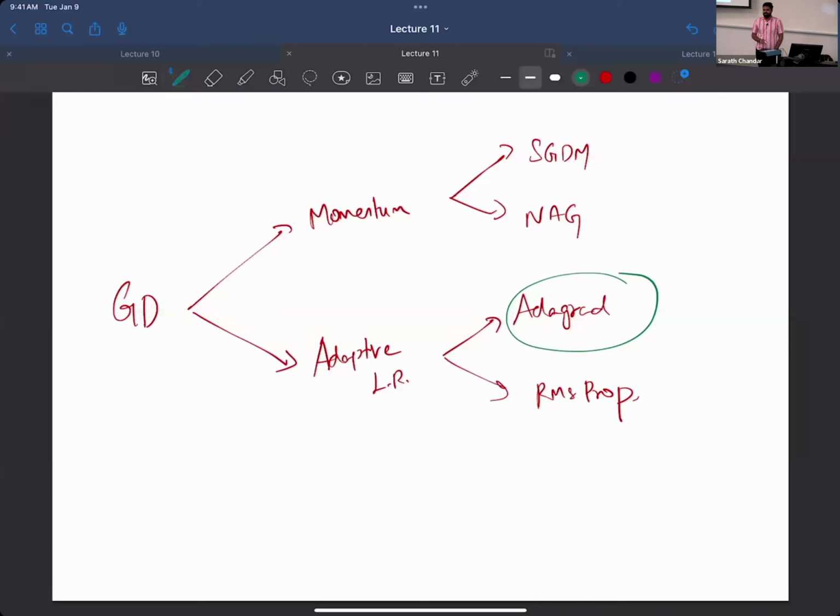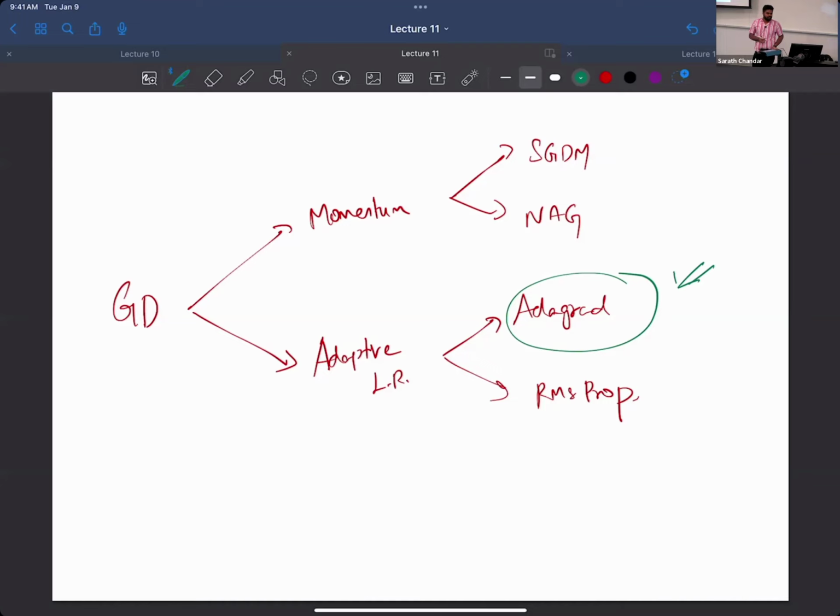AdaGrad is one of the examples of how theory could benefit practice. AdaGrad was originally proposed by the theory community. This was a COLT paper, I guess. COLT is the Conference on Learning Theory, which is too far from machine learning conferences in terms of the practical applicability of things that are being discussed there.